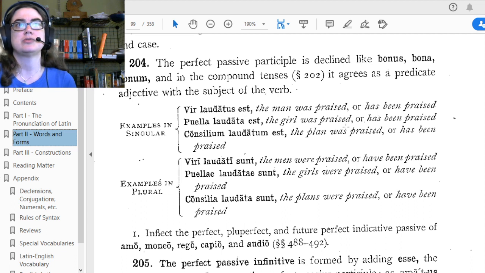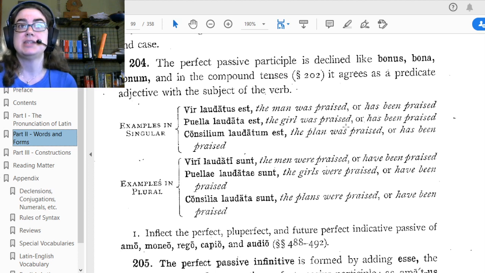So vir laudatus est, the man was praised, the man has been praised. But if we talk about a lady, puella laudata est, the girl was praised, the girl has been praised. Consilium laudatum est, the plan was praised, the plan has been praised. Because the participle is like an adjective, you do need to change that ending, even with the verb tense. Right? Viri laudati sunt, the men were praised. Puellae laudatae sunt, the girls were praised.